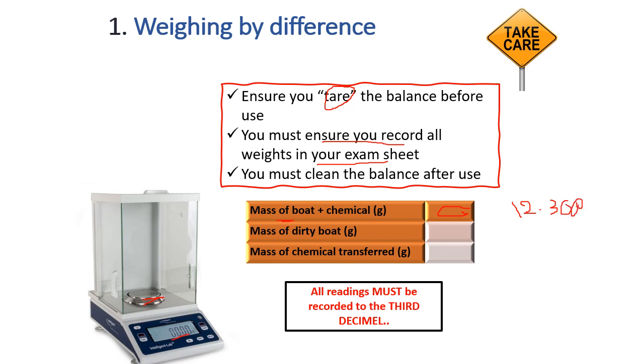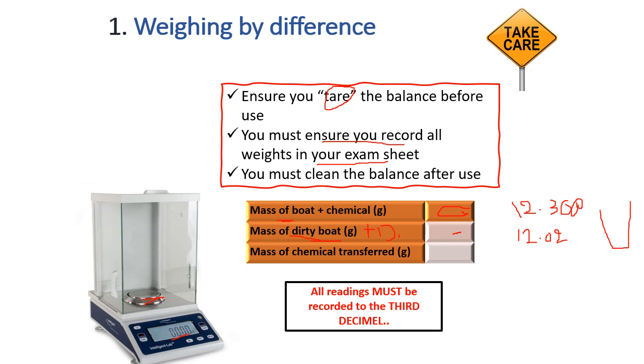And then you remove your powder into the beaker or into the conical or whatever you are provided with. So now you have the dirty boat. So it's also the boat plus, this time, what? The dirt. How can I get the boat plus the dirt? It will be still around 12, but we can have it 12.02, 12.01, whatever.